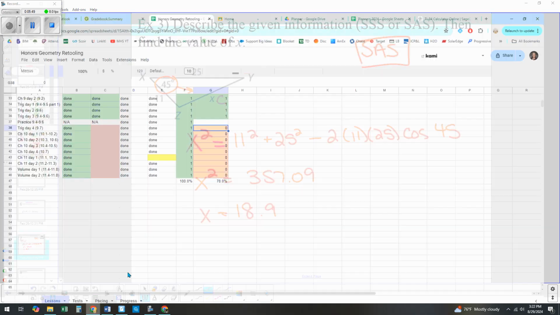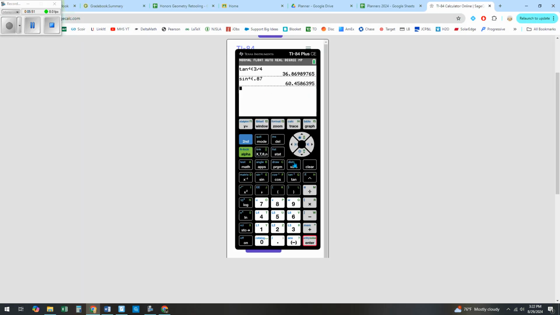You can do the square root of an answer. So we had 11 squared plus 25 squared minus 2 times 11 times 25 times cosine 45. And that's how we got our 357.09. So now I'm going to take the square root.